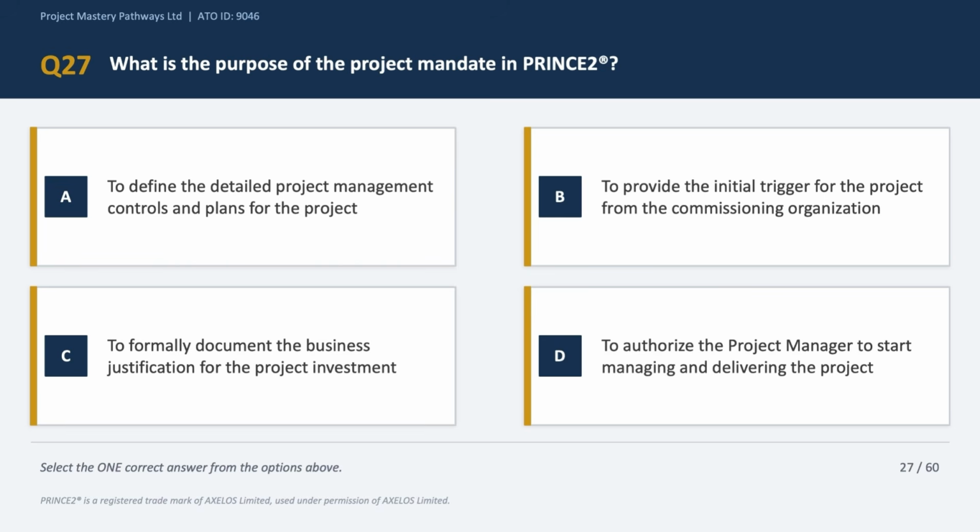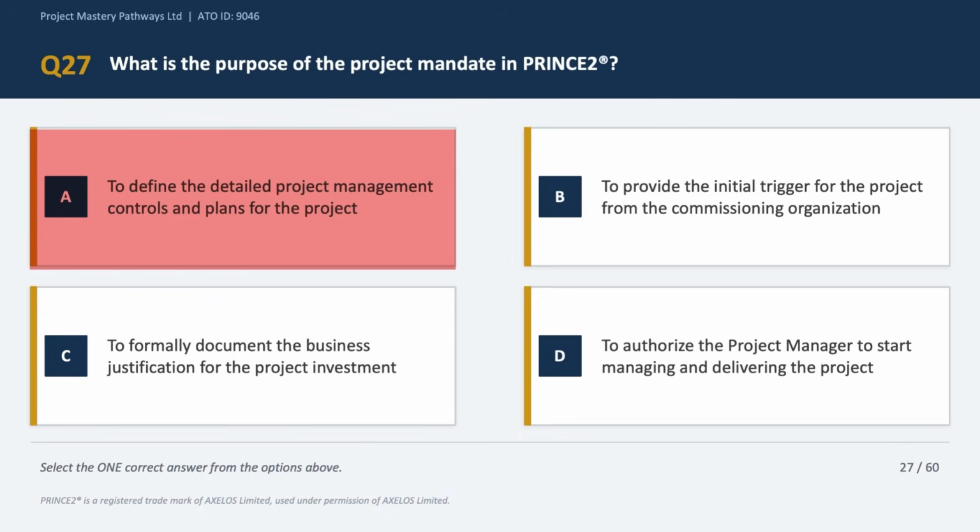Next, what is the purpose of the project mandate in PRINCE2? Because the project mandate is the starting point for any PRINCE2 project, and the question is asking about its purpose. So let's look at the options one by one. Option A says to define detailed project management controls. Now that is the purpose of the project initiation documentation, or the PID, not the mandate. Because the mandate, if you think about it, is a very early high-level document. So option A is incorrect.